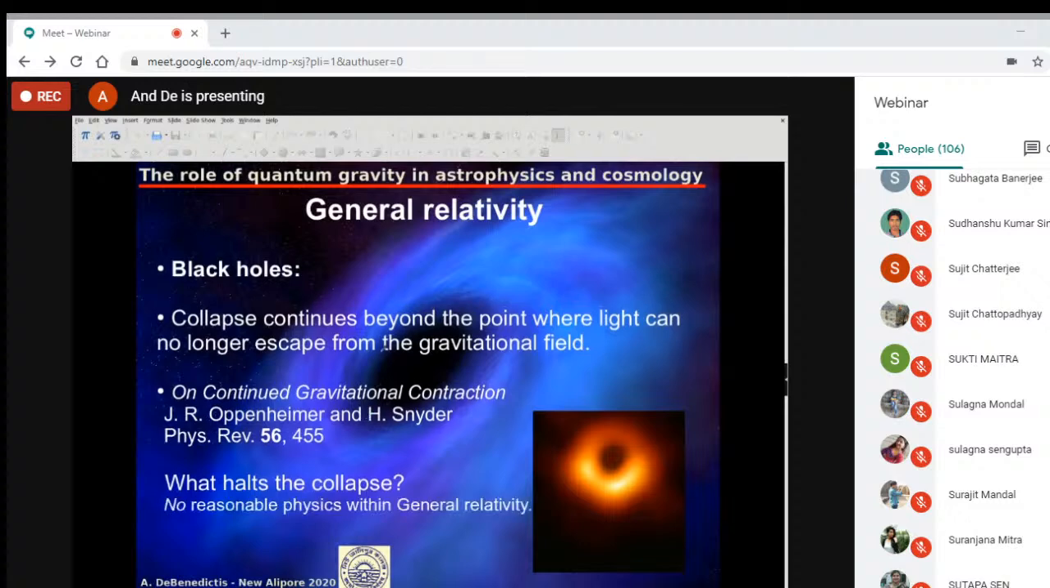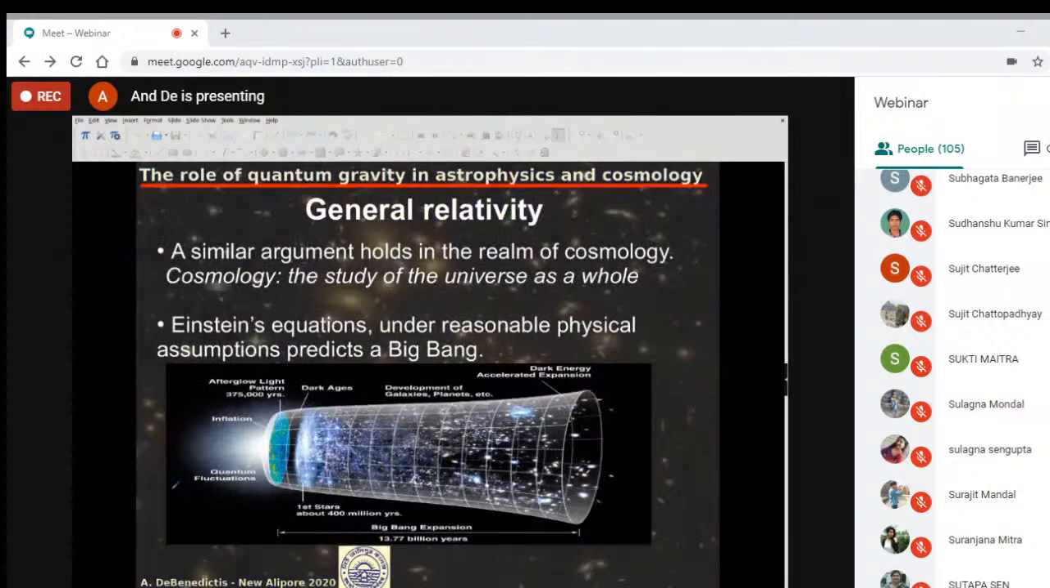Well, there is no reasonable physics within general relativity and no reasonable equation of state that we know of that is going to halt the collapse. Of course, as Mehdi mentioned earlier, you can invoke exotic matter because exotic matter will anti-gravitate. That is certainly a possibility, but barring something exotic like that, there will be no reasonable physics that can halt this collapse. Where else does something like this happen?